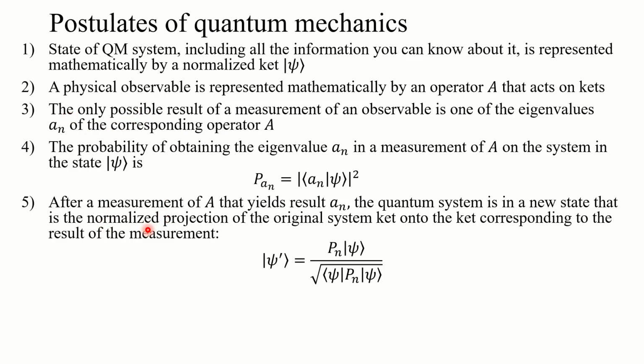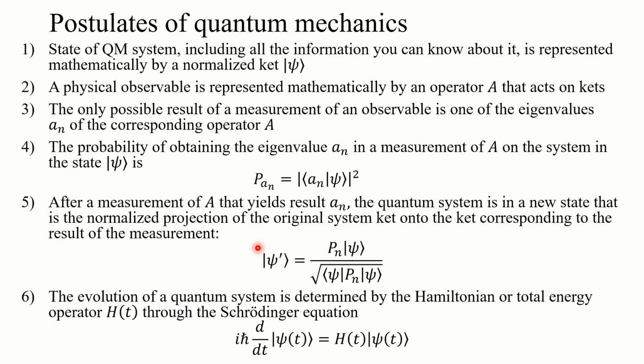The way the book words this sounds a lot more complicated, but the system is in a new state that is the normalized projection of the original system ket onto the ket corresponding to the result of the measurement. And then finally, the evolution of a quantum system is determined by the Hamiltonian or total energy operator H of t through the Schrodinger equation. So these are the 6 postulates of quantum mechanics.